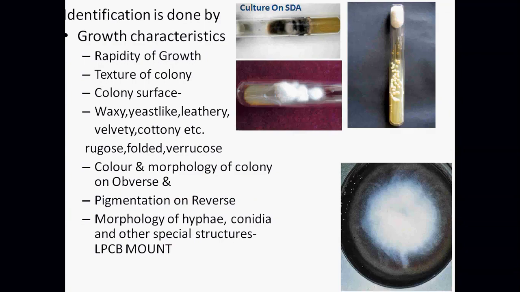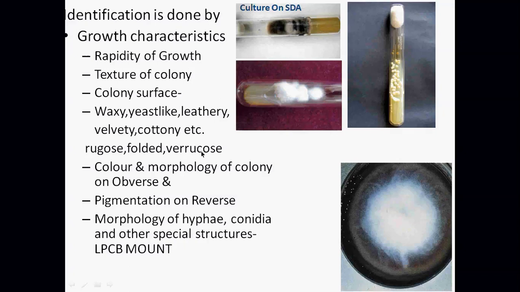Now, once you grow all these fungi in the laboratory, you have to identify them further. For fungi, usually the identification is done on different characteristics such as rapidity of the growth, then texture of the colony, the type of colony surface, which can be waxy, yeast-like, leathery, velvety and cottony, etc. Now, these colonies can have a folded appearance, they can be rugose, they can be verrucous.